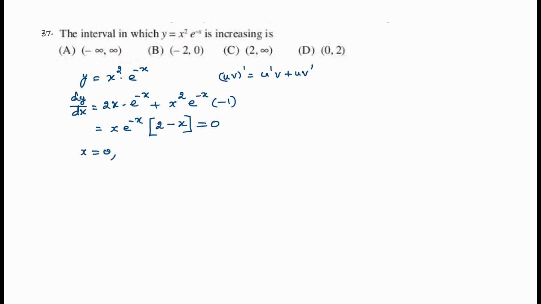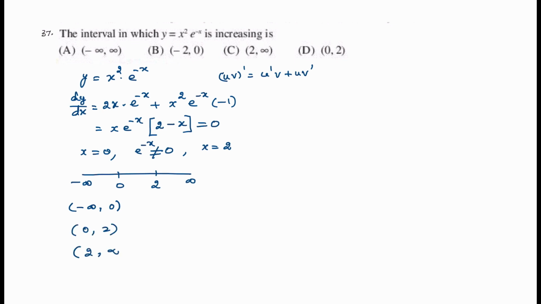We get x equal to 0. We know that the exponential function doesn't become 0 at all, whatever the value of x is. Now 2 minus x has to be 0, that is x is equal to 2. For the given function, the domain is minus infinity to plus infinity, and we got two critical values, 0 and 2. Now we have three intervals, minus infinity to 0, 0 to 2, and 2 to infinity.